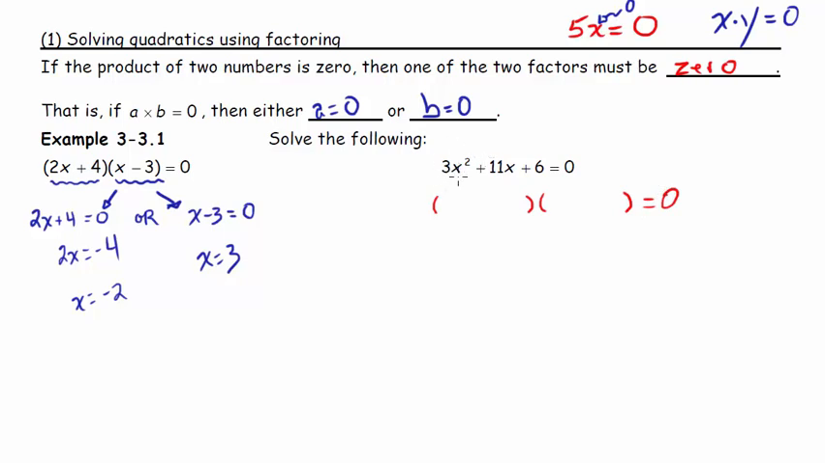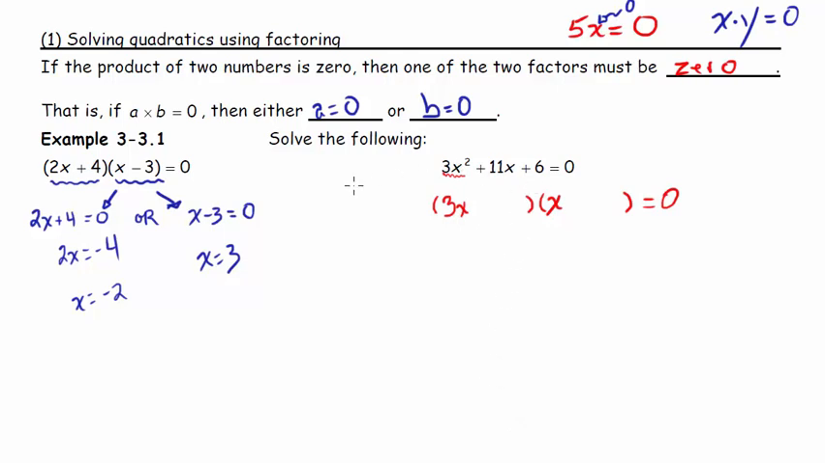Alright, the first thing I'm going to do is look at this term here. Okay, 3x squared. Now, I need to break that into 2 factors. Well, if it's x squared, I'm probably going to have an x over here and an x over here. And then 3, well, that's nice because the only factors of 3 are 3 and 1. So I might have a 3x here and an x here.